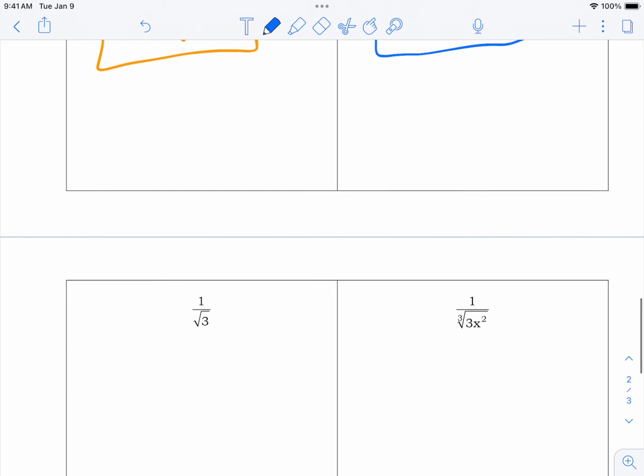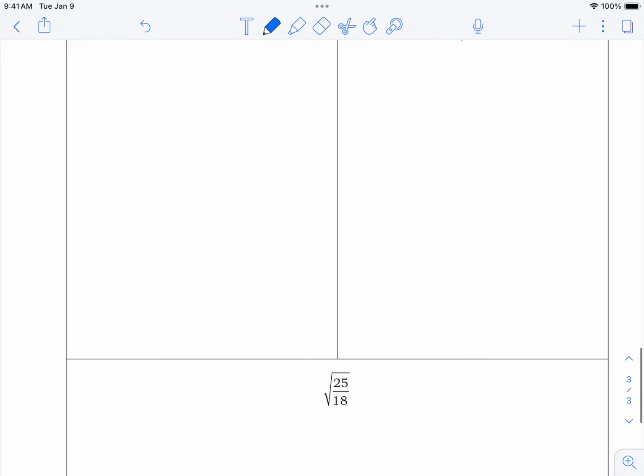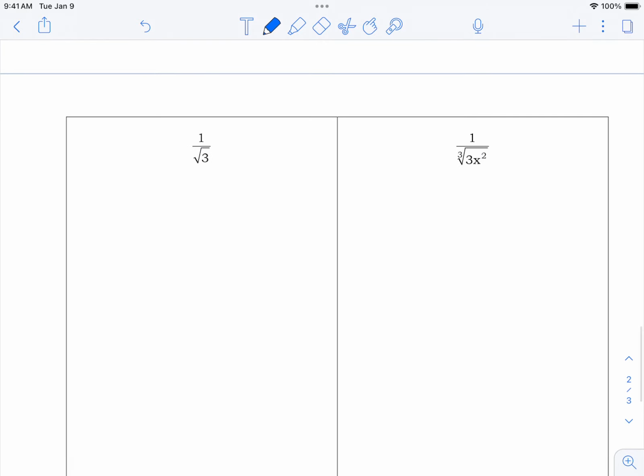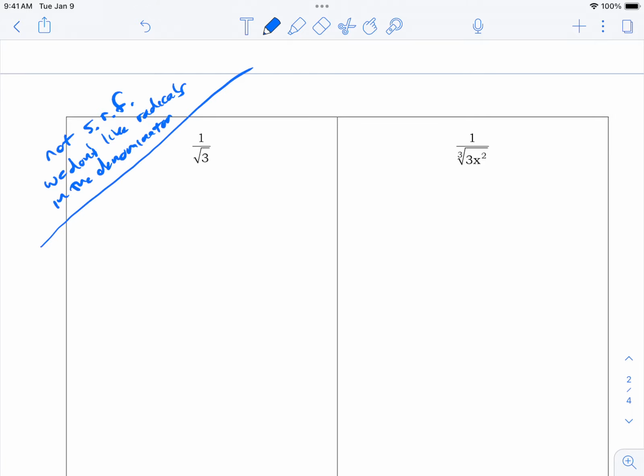Okay, what do we got on this page? One more page. Oh, these things. These are denominators. So you might look at square root of 3 and say, I can't simplify that. And yeah, you can't. But this is not simplified radical form because we don't like radicals in the denominator. We just don't like it. If there's a radical in your denominator, it's not considered simplified radical form.